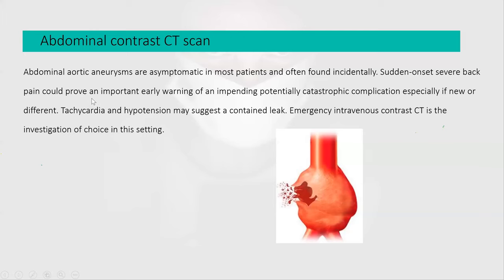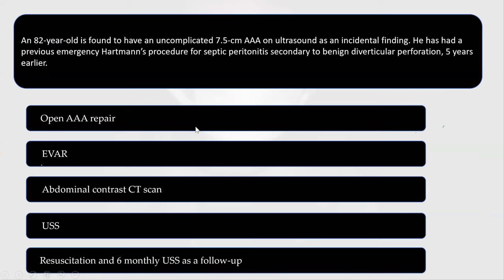Abdominal aortic aneurysms are asymptomatic in most patients and often found incidentally. Sudden onset severe back pain should be assessed for AAA and could prove an important early warning sign of impending potentially catastrophic complication of AAA rupture. Tachycardia and hypotension should suggest contained leak. Emergency IV contrast CT is the investigation of choice, and don't miss it.